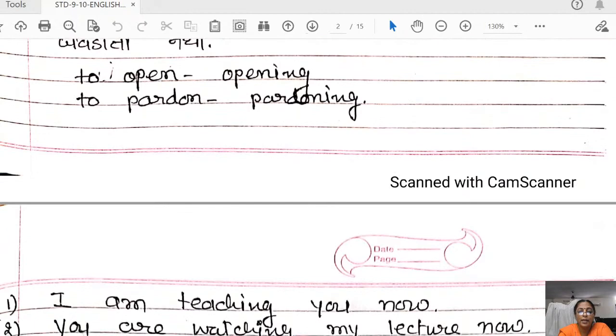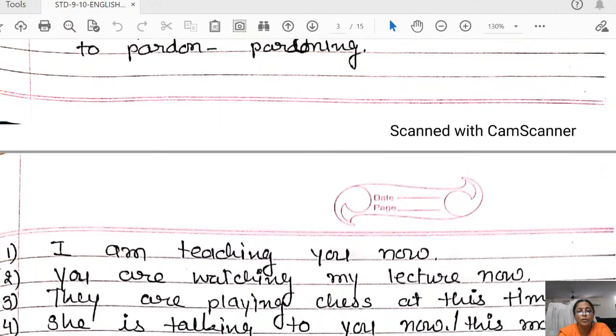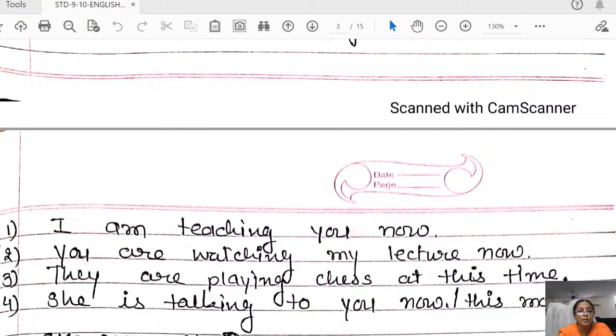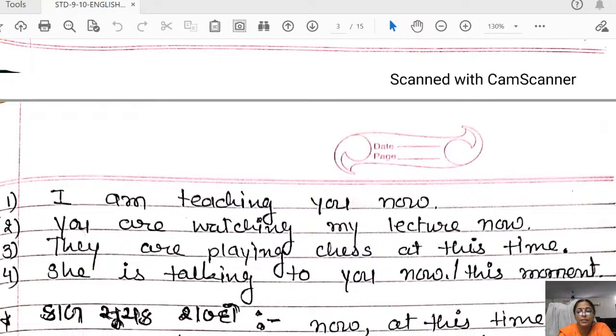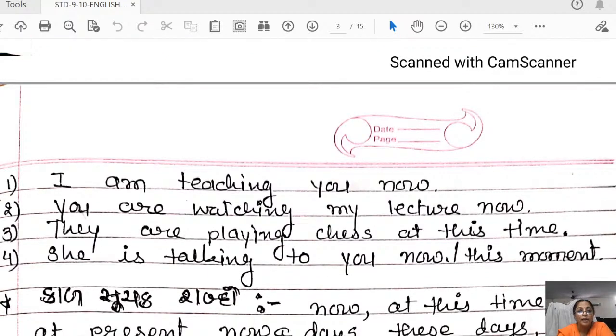So these are the 8 rules that convert the verb into present continuous tense. Now we can say examples. I am teaching you now. I am teaching, with I comes am and the ing verb teaching. So I am teaching you now.